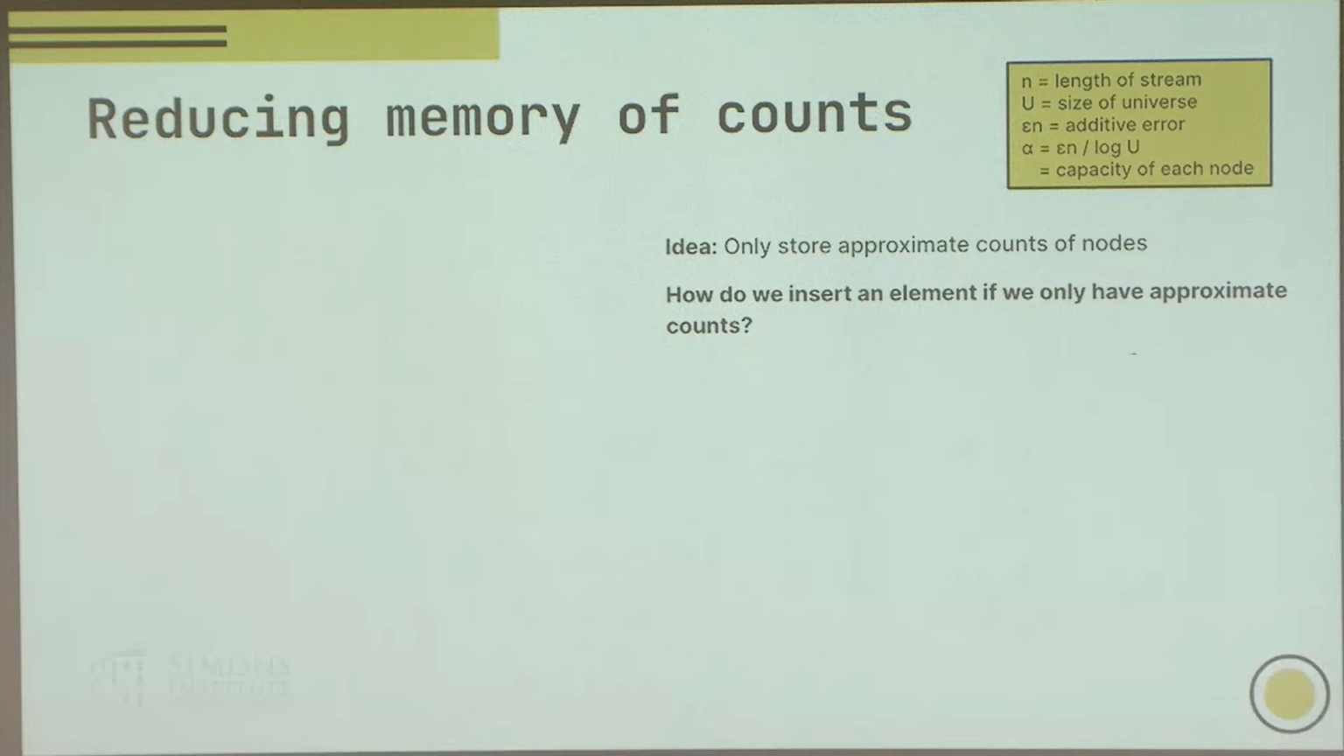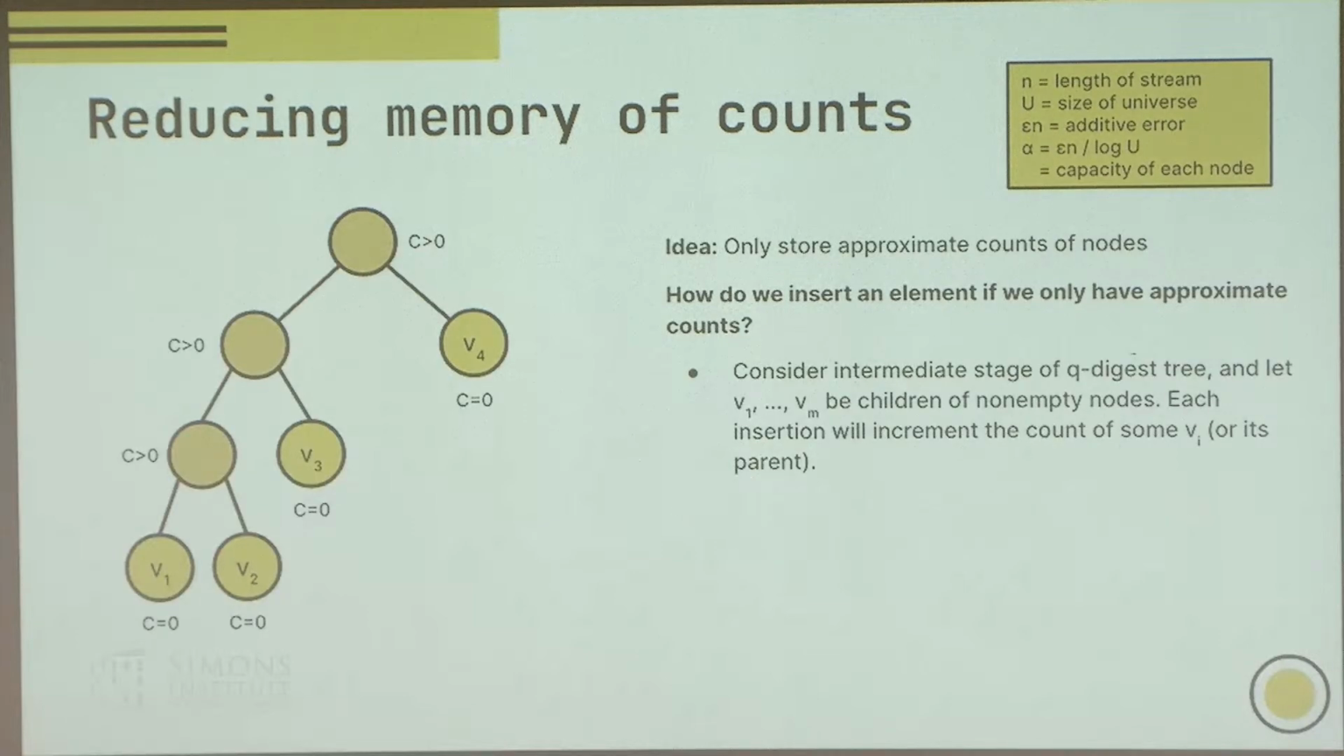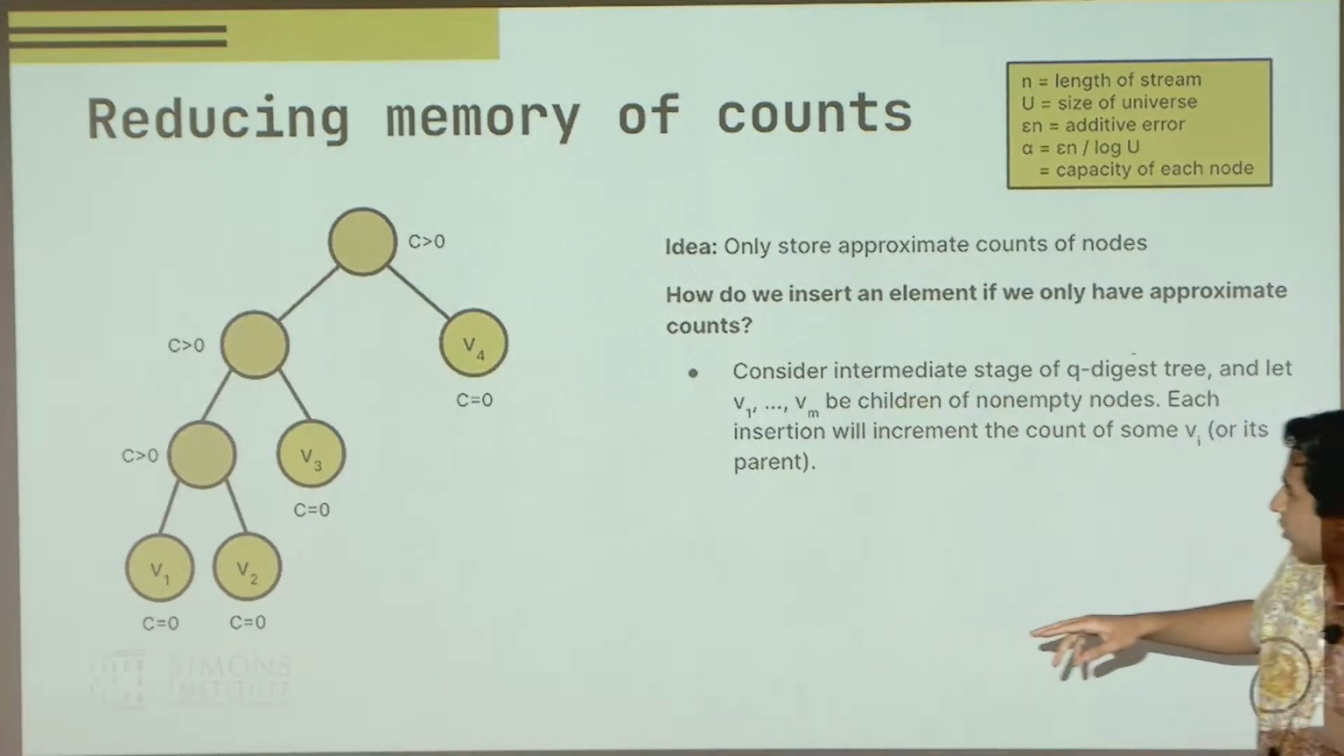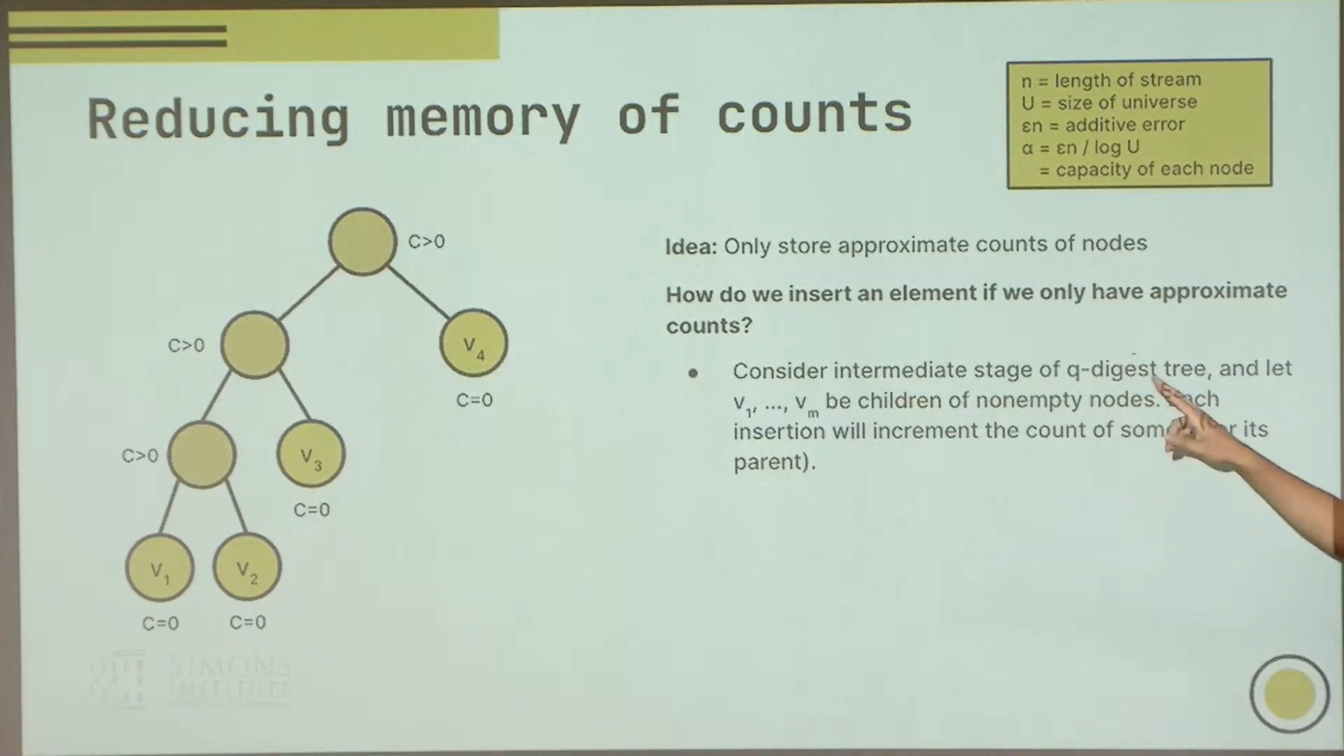So we have to be a little smarter about how we deal with insertions of elements into this data structure. Let's imagine some intermediate stage of this QDigest. We have some non-empty nodes, marked with c greater than 0. The state of the tree is some list of non-empty nodes. And let's look at all the empty children of non-empty nodes. Let's call them V1 through Vm.